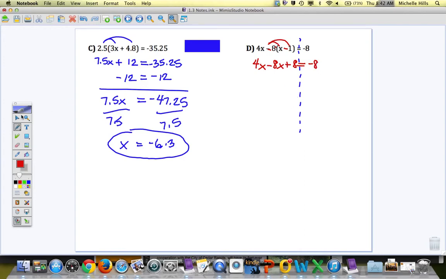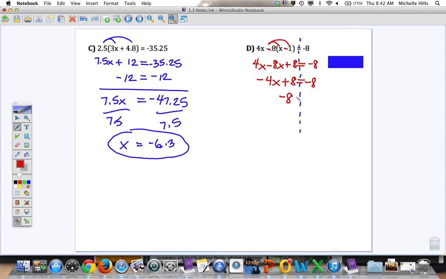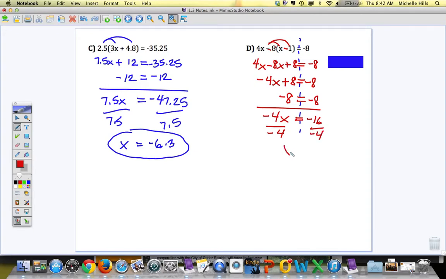I'm still not done simplifying that left side of the equation, because on that side there's a 4x minus 8x, and 4x minus 8x is negative 4x, plus my 8 equals my negative 8. Again, I want to eliminate this plus 8 constant on the left, so I'm going to subtract 8 from both sides, which is going to give me negative 4x equals negative 16. Then when I divide both sides by negative 4, I get x equals positive 4.